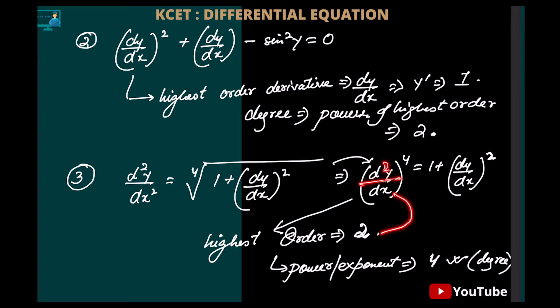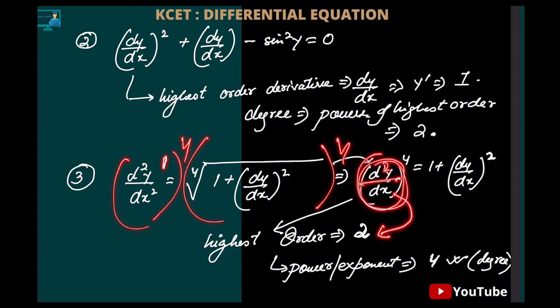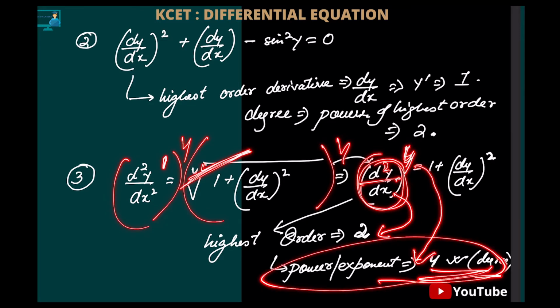Now what you see is this is a double derivative, correct? Second order derivative. So the order is 2. What is the power of this? Earlier it had 1/4. The moment you did power 4 to remove this 1/4, the power here became 4. So now the derivative has a power 4. So degree is 4, students.